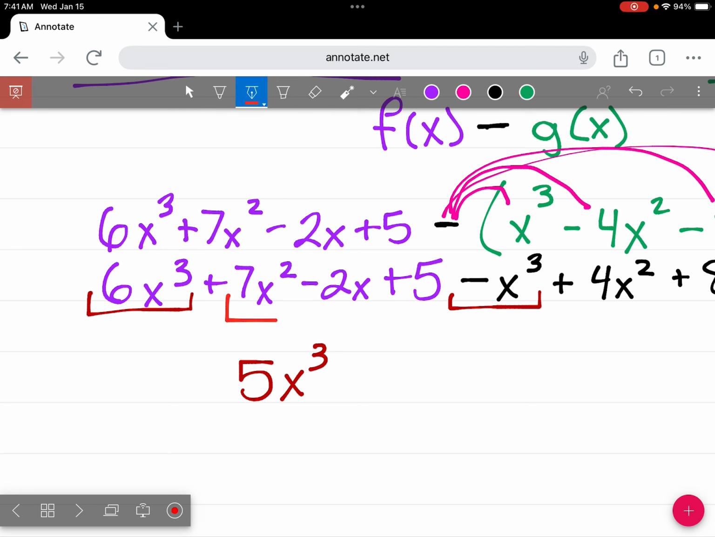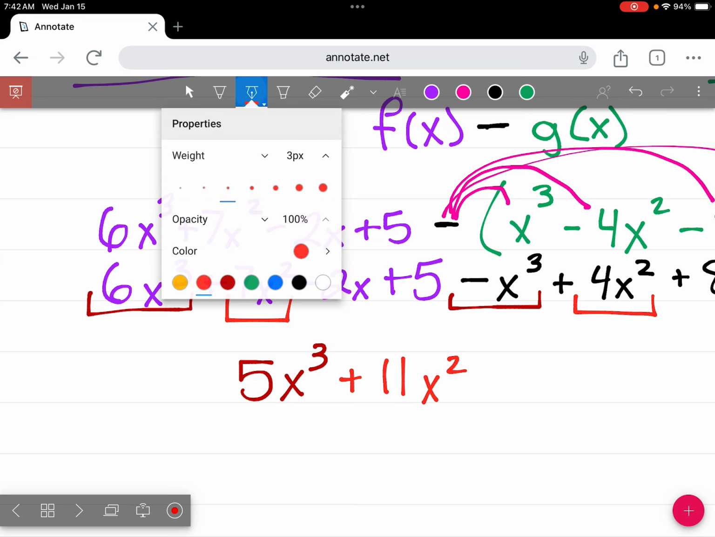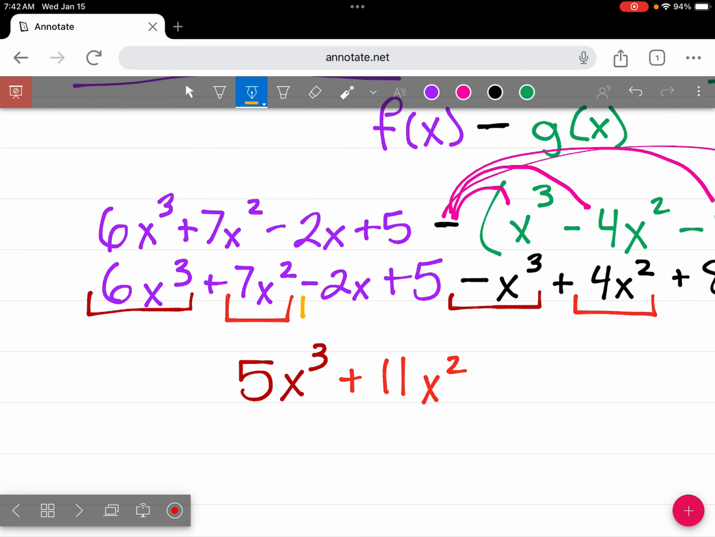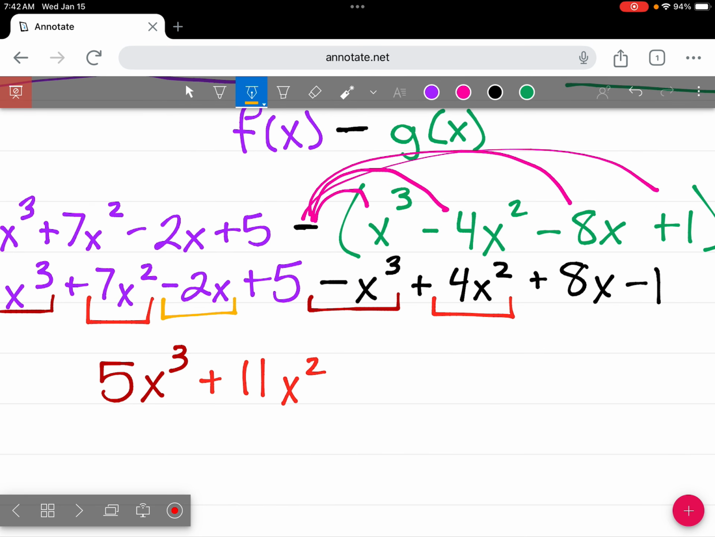Then let's look at our squareds. I have 7x squared and 4x squared. 11x squared. Positive 11x squared. Minus 2x and 8x. Yep. Plus 6x. Plus 4. And then our 5.